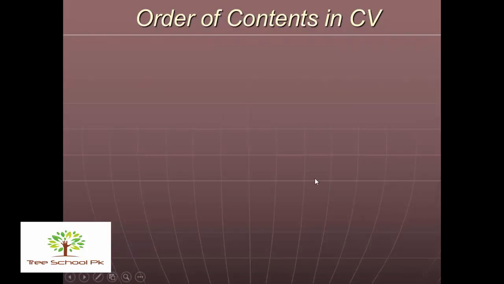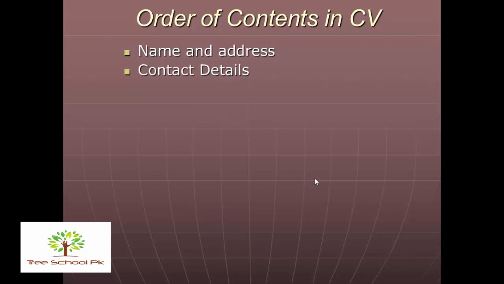In this section, we will discuss the order of the content in the CV. Firstly, write the name and address, and then write the contact details where employers can contact us, like a telephone number, a cell number, and an email address where you can be contacted easily.